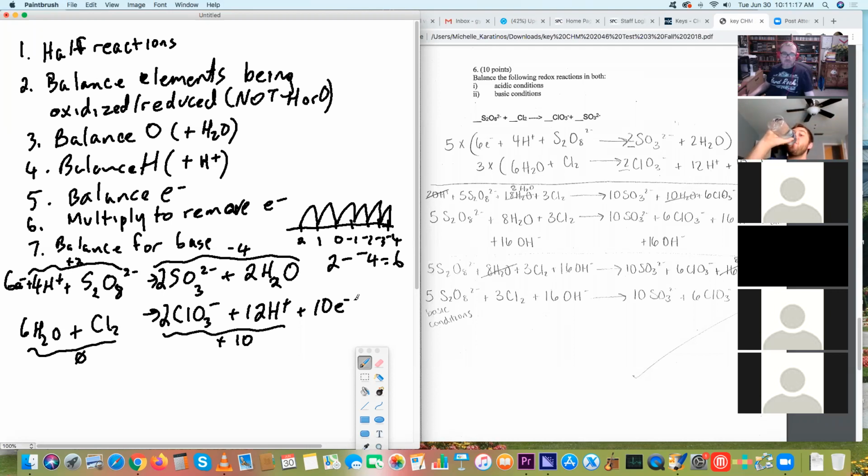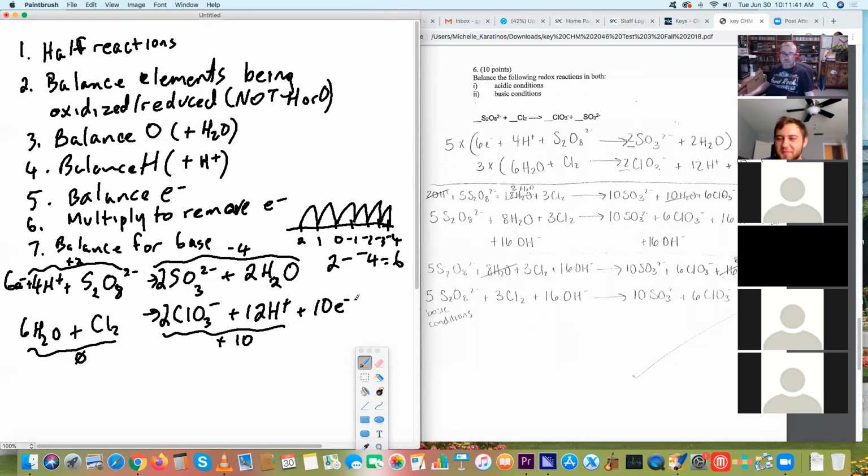All right. So that's balancing the electrons. The next thing we need to do is multiply to remove the electrons. Now we've got 6 and 10. You might say, well, let's just multiply the top one by 10 and the bottom one by 6 and call it a day. But that's not the smallest possible thing that we could use in order to do that.